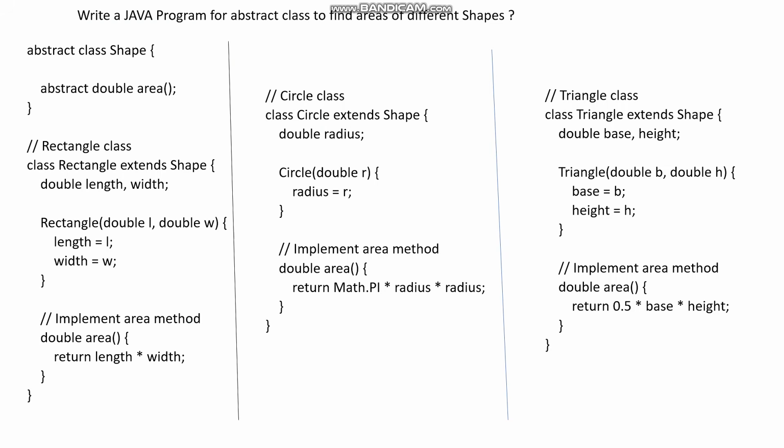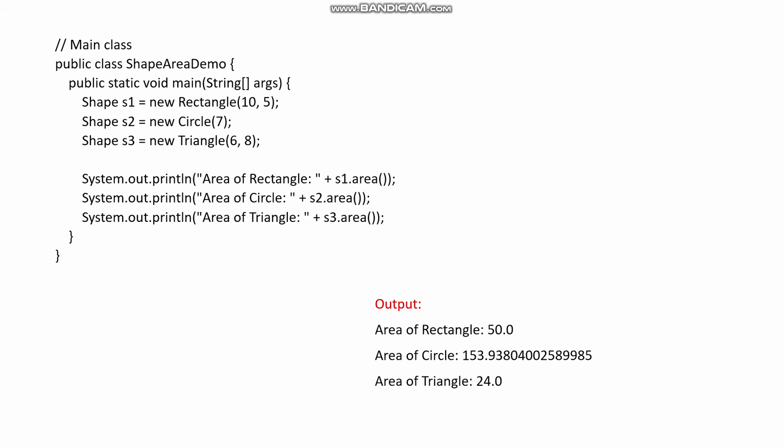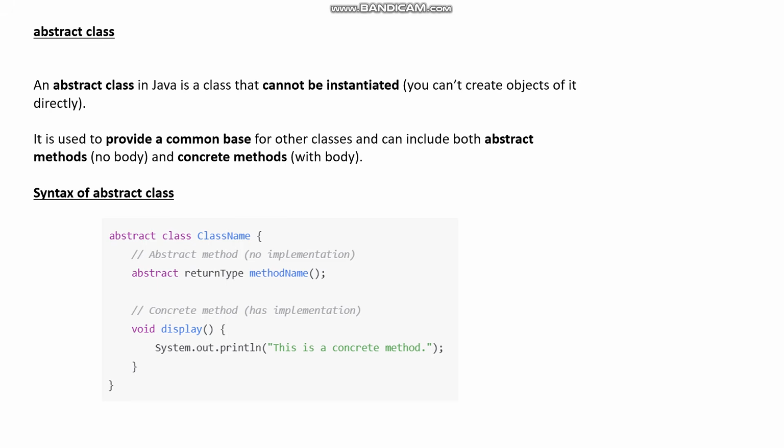Write a Java program for abstract class to find areas of different shapes. First of all, we have to know the meaning of the abstract class. An abstract class in Java is a class that cannot be instantiated, which means you cannot create objects of it directly.